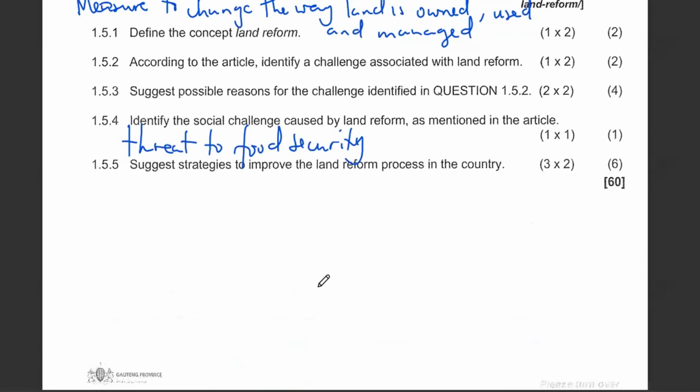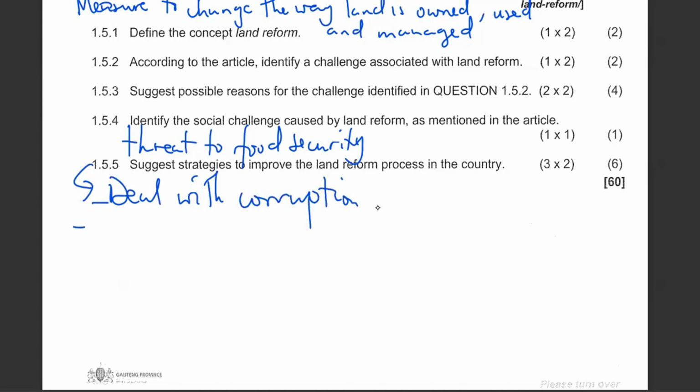Right. Moving on to the last question. Suggest strategies to improve the land reform process in the country. What can be done to make sure that the land reform is effective and is productive enough as per plan? Right. The first thing, the government should deal with corruption. Issues of corruption must be dealt with strictly so that there is efficiency in terms of service delivery. And also, the government must try to source and attain a sufficient budget. The process needs money, and the government must acquire that money to make sure that it goes smoothly.